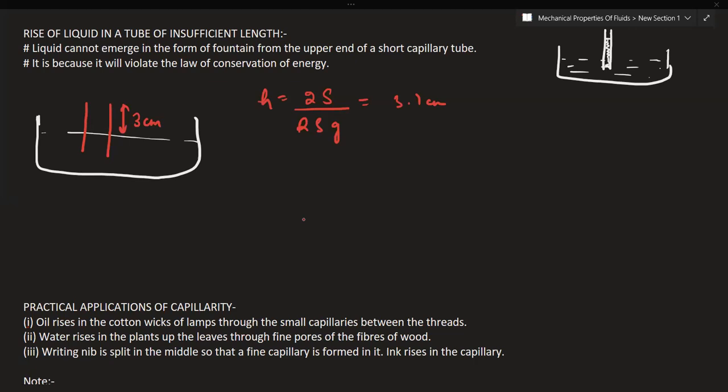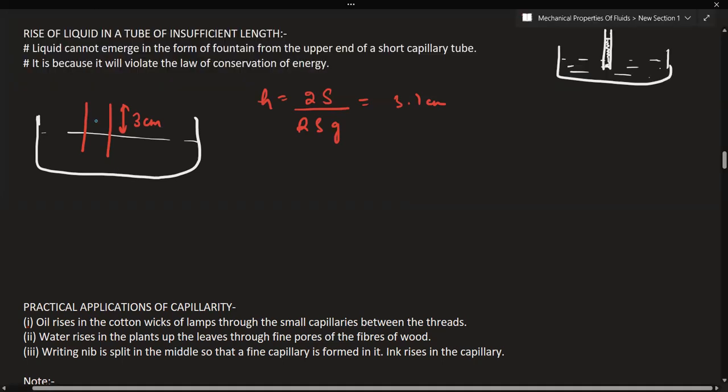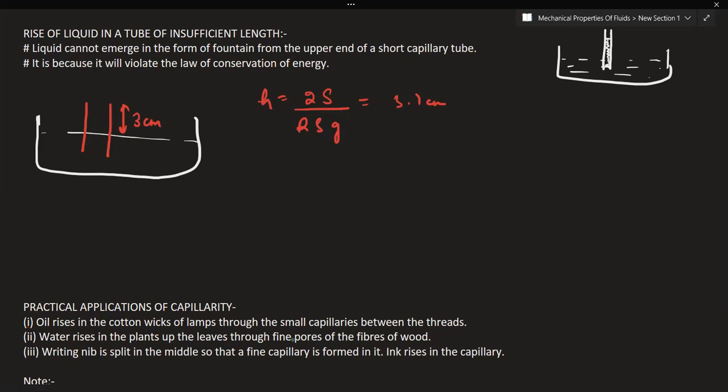Yes, ma'am. If the height of the tube is 3 centimeters and the height to which the liquid has to rise is 3.1 centimeters, is 3 centimeters sufficient for 3.1 or is this less? It's not sufficient. 3.1 centimeters and 3 centimeters are not equal. Yes or no? Yes, ma'am. We need more height. So what is expected from it? It is expected that the liquid will emerge like a fountain. It seems like this if the tube is short, but actually this does not happen.